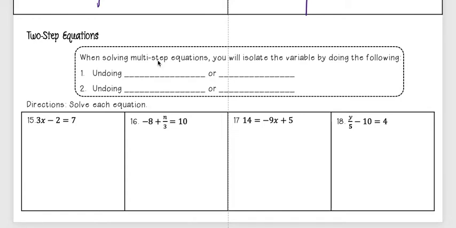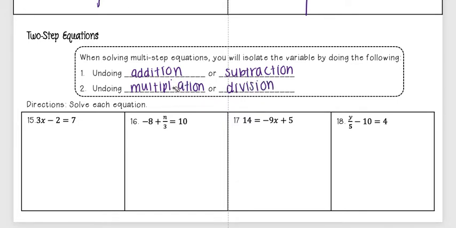in this order. So first, you want to undo all addition or subtraction. So that will be your first step. Whatever is added or subtracted from the variable, you're going to want to move that first. Then after that, you want to undo any multiplication or division.